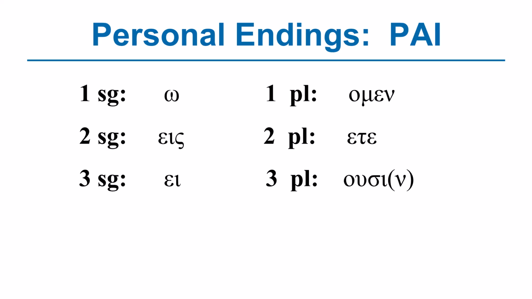First of all, on the paradigm, you have o, eis, ei, omen, ete, ousin. So here's the song. O, eis, ei, omen, ete, ousin. That's the song. Keep repeating it until you know the song. The song is going to help you master the paradigm.